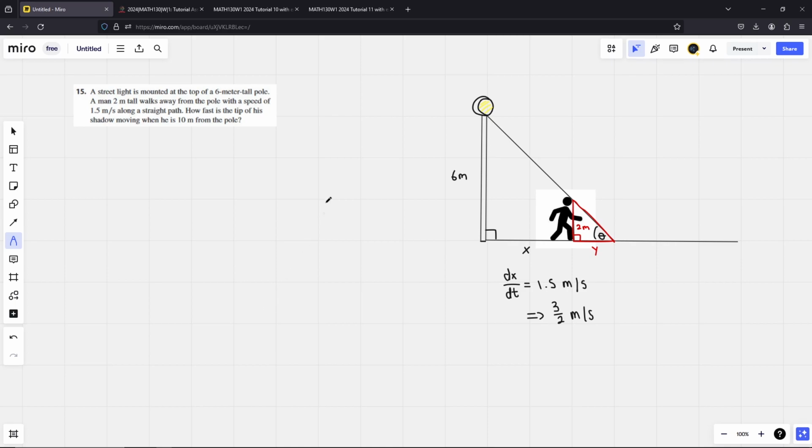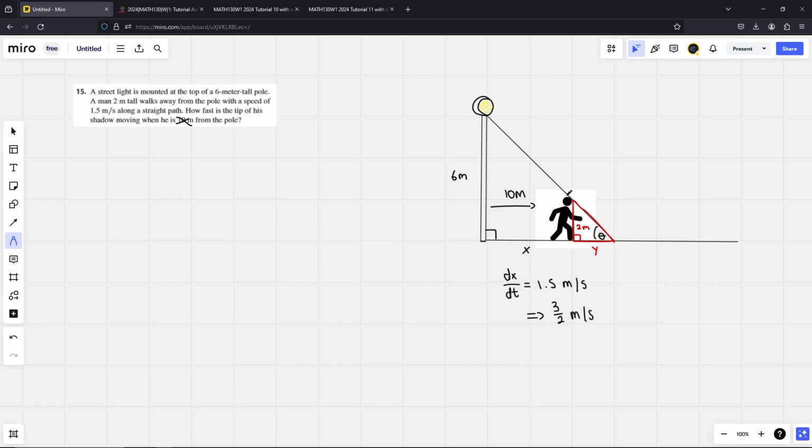So they want to know how fast is the tip of his shadow moving when he's 10 meters away from the pole. That's kind of an odd question. So let's assume that right now he is 10 meters away from this pole, because this 10 meters is not really going to help us in our solution.